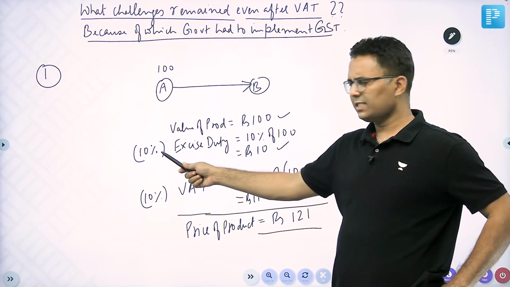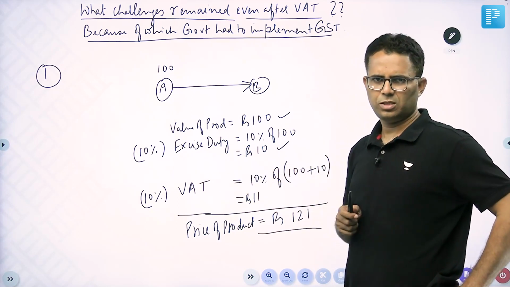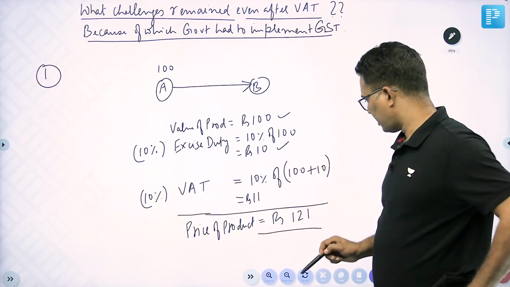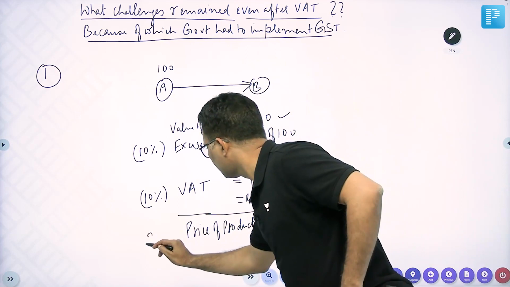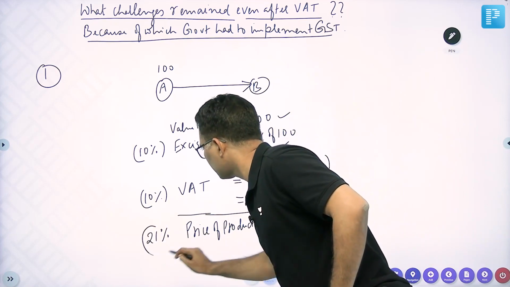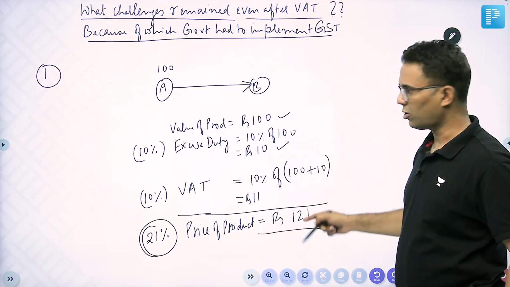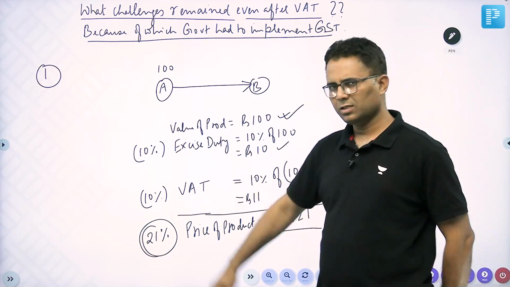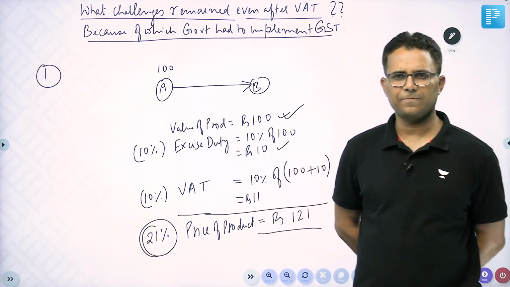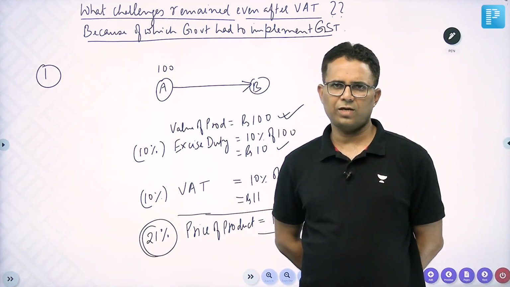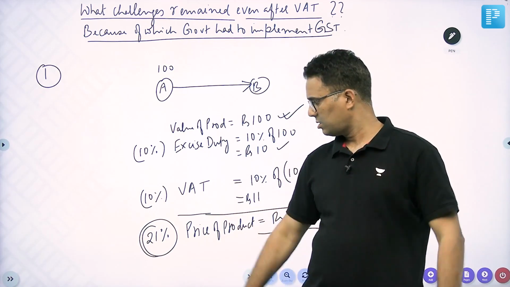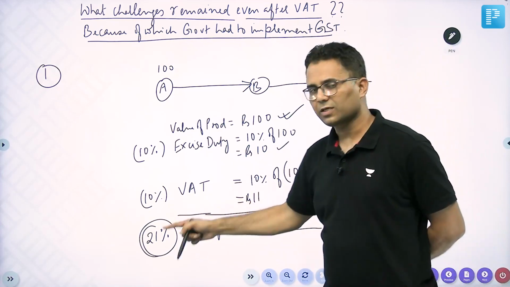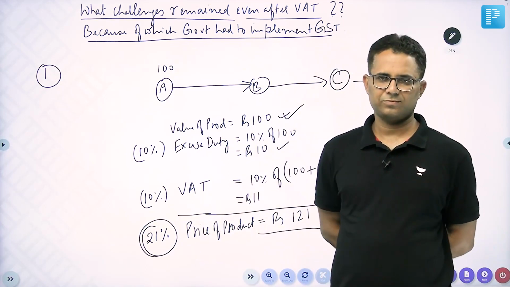So the central government is saying that they are imposing just 10% excise duty. The state government is saying that they are imposing just 10% VAT, but the effective tax rate is 21%. On 100 rupees of product, the price becomes 121. So the central government says 10% excise, the state government says 10% VAT, but the effective tax rate is 21%. And if this goes further, then this effective tax rate will keep on increasing.